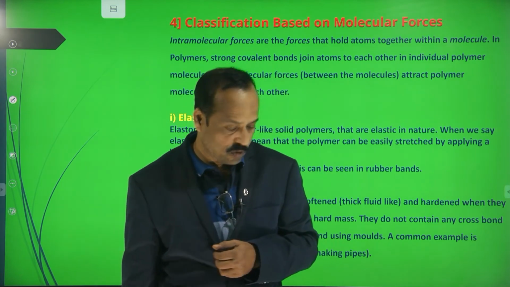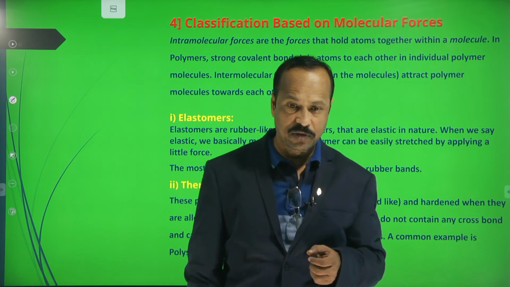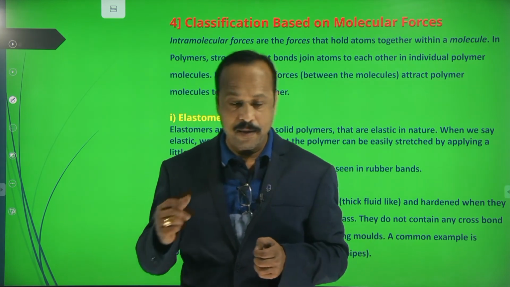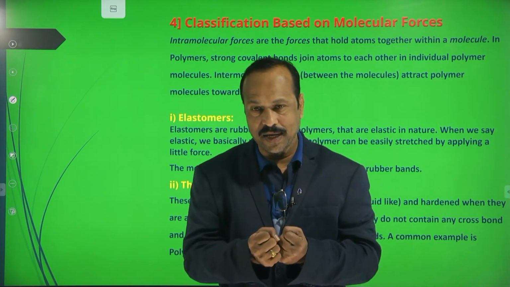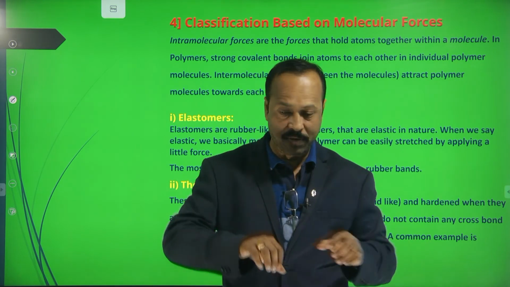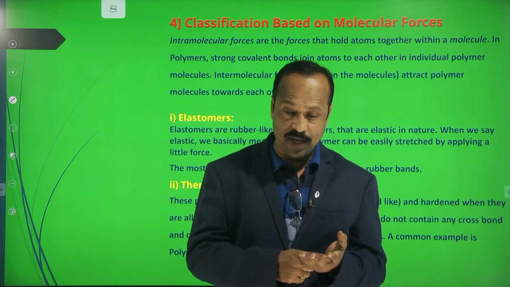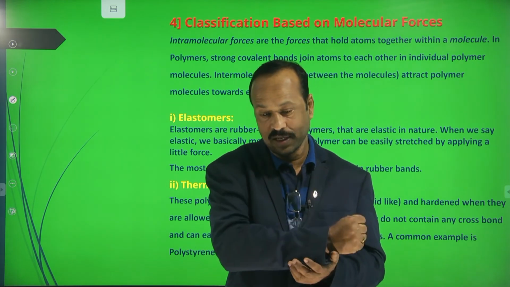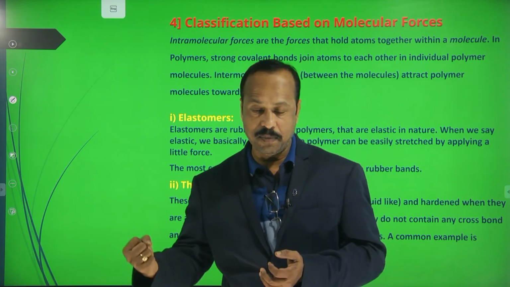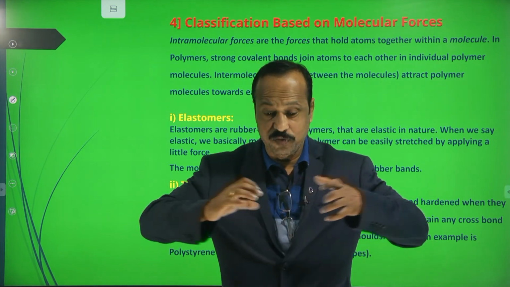Okay. So for example, if you take one metal rod and try to break it, it won't break. But if you take one plastic rod and try to break it, it will break. But why? Because here the force of attraction is smaller, and in the iron rod the molecular force is more.